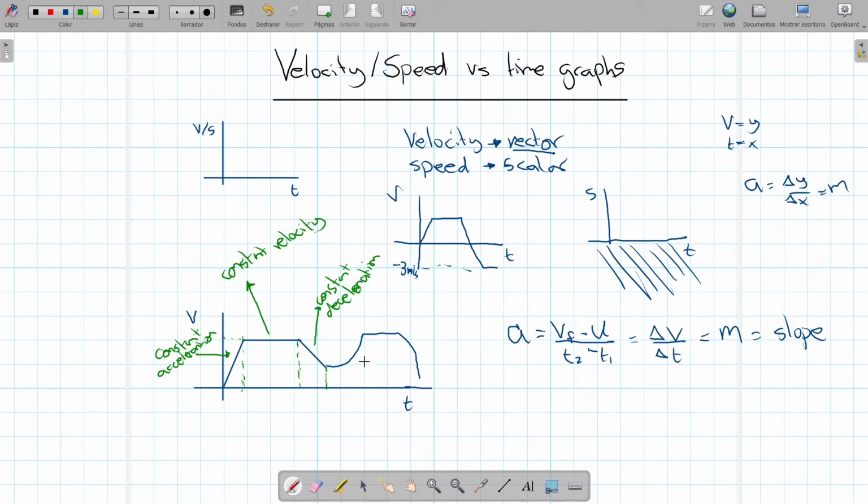Okay, and so now we get to the curves. What does the curve mean? Well, a curve going up means increasing acceleration, not constant. And a curve going down means decreasing acceleration. Means that it's non-constant deceleration.